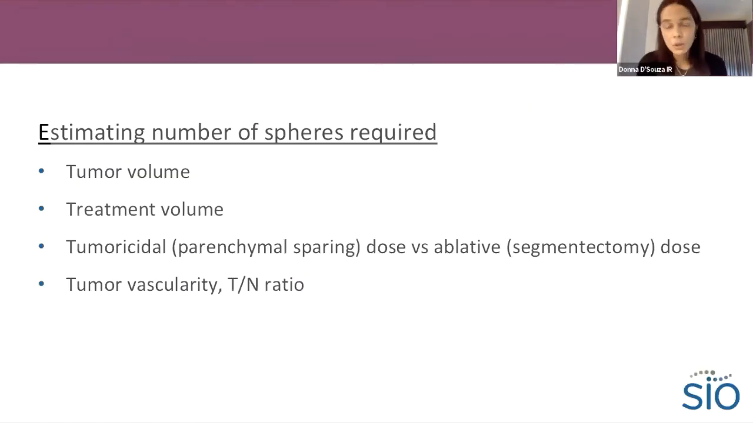I'm just going to skip over this part here and then just talk about, so how do you estimate the number of spheres required? Because there really is no magic formula. So you just have to take factors into account, like the tumor volume, your overall treatment volume, and then the type of dose that you want.